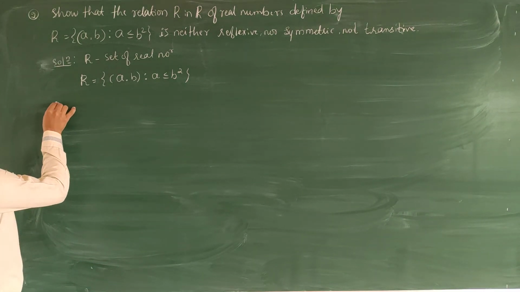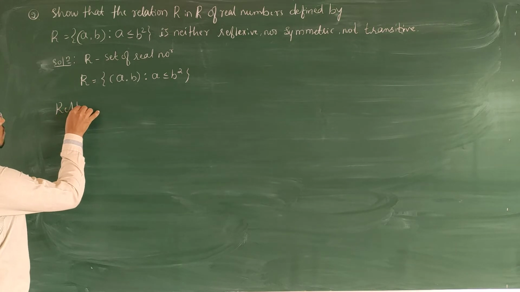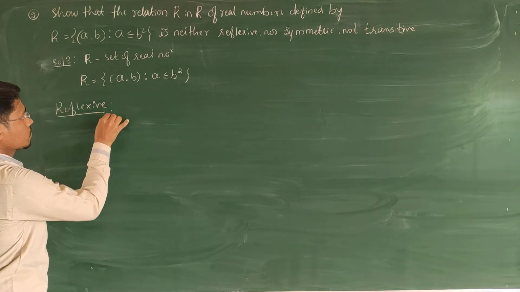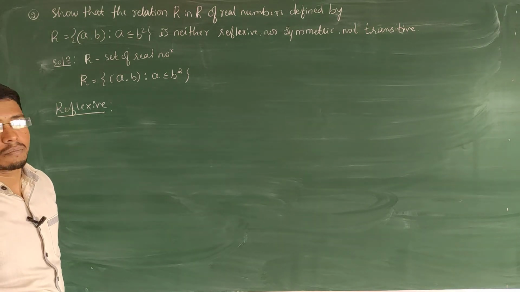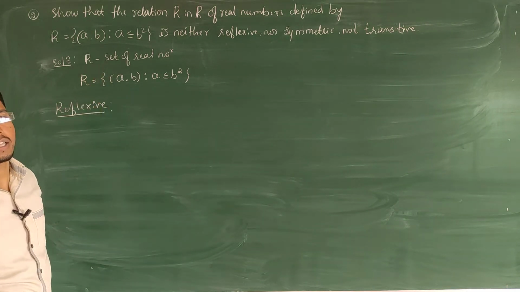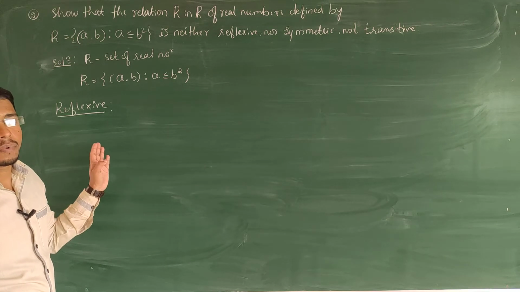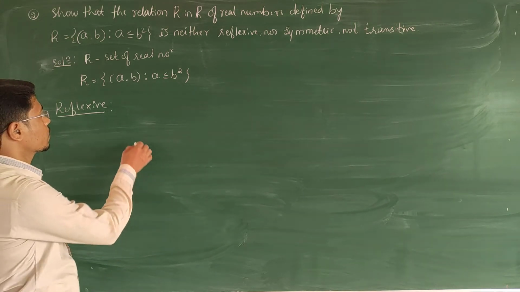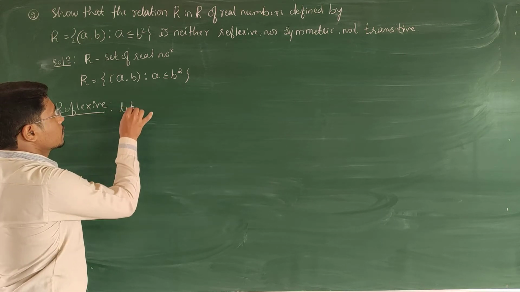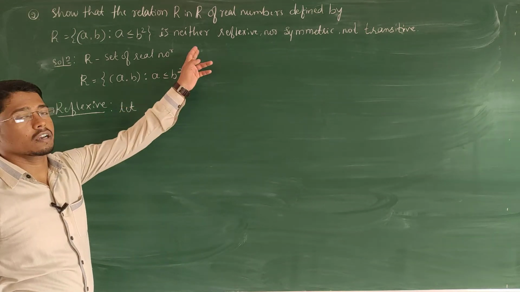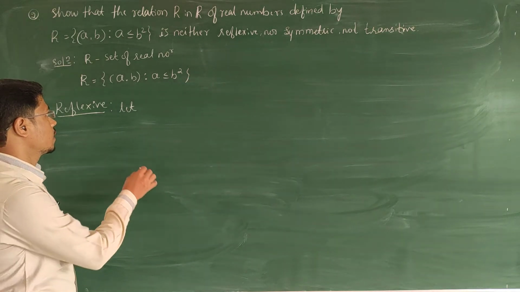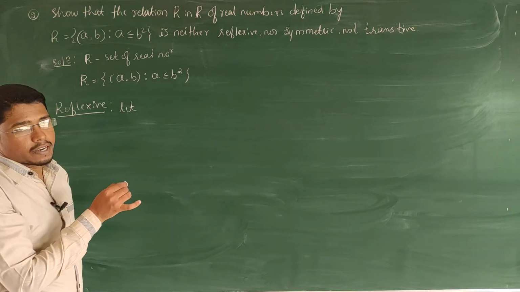So let us check the reflexive relation. To check reflexive, we must consider any number from the set of real numbers, and then that number a must be related to itself, (a, a). Let this set directly—what has the question given? Neither reflexive, not symmetric, not transitive. So let us consider examples directly.